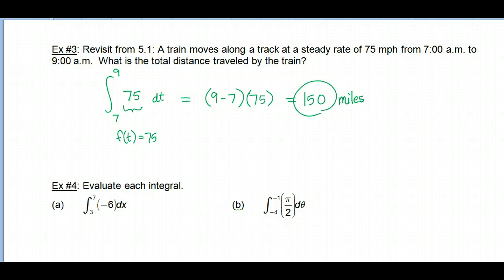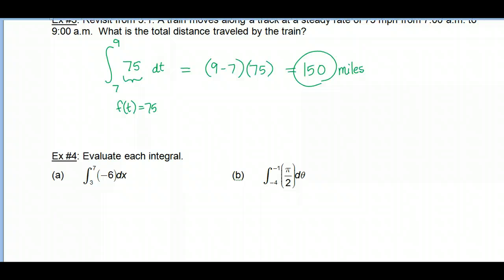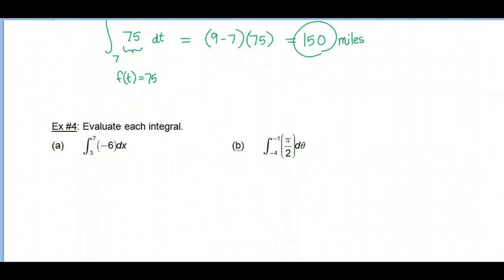Are we allowed to use our calculator? Yes, for these. Yeah, but you don't need to, because for A and B type, I would say no. It's the constant, which is -6, and then 7 minus 3. Subtract the bounds, multiply it by the constant. Negative, so -24. I like those better than the word problems though.